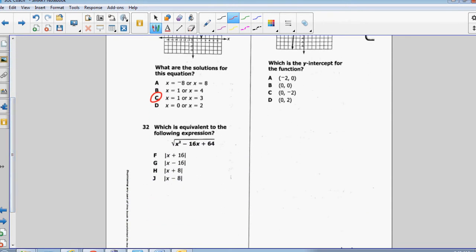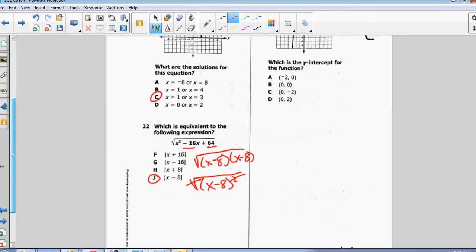Alright, for 32, which is equivalent to the following expression? Well, what you want to do is actually factor x squared minus 16x plus 64. So the numbers that multiply to 64 and add to negative 16 are negative 8 and negative 8. So that becomes the square root of x minus 8 times x minus 8, and that's the square root of the square of x minus 8. So the square root of the square are going to cancel out, and you have just x minus 8. And don't be confused about the absolute value. We didn't spend a lot of time going over that, but it's on all the answer choices, so that shouldn't mess you up there.